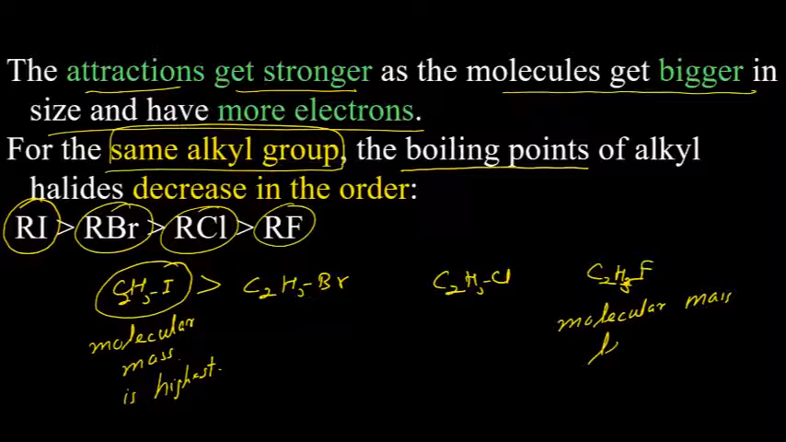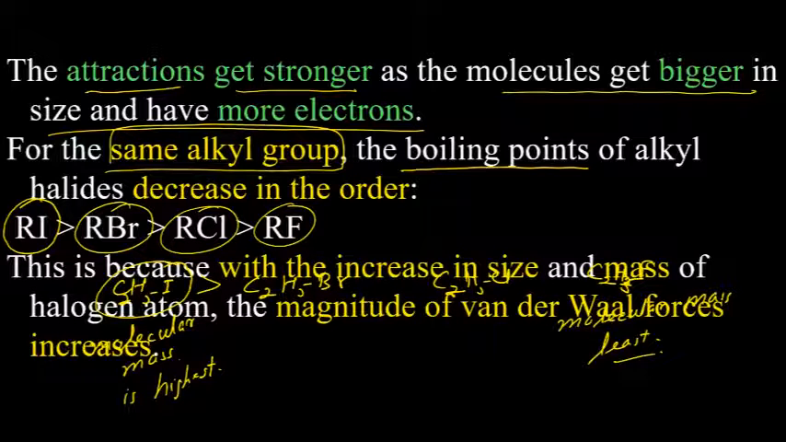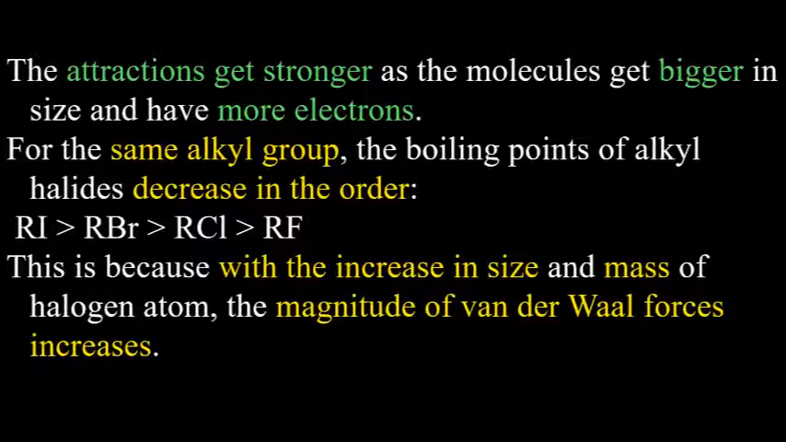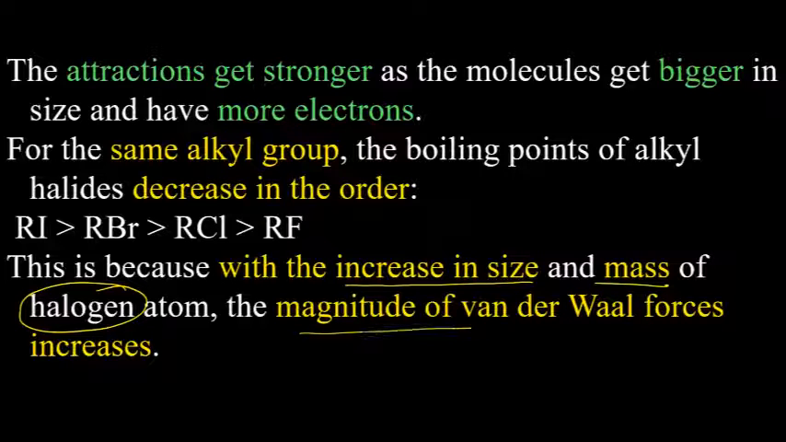Molecular mass least, so least force of attraction. So here polarity and molecular mass both play a role. This is because with increase in size and mass of halogen atoms, iodide, bromide, chloride, fluoride, the magnitude of van der Waals forces increases. So magnitude is higher. That's why greater force of attraction, higher boiling point in case of RI, then less RBr, less RCl, least RF.